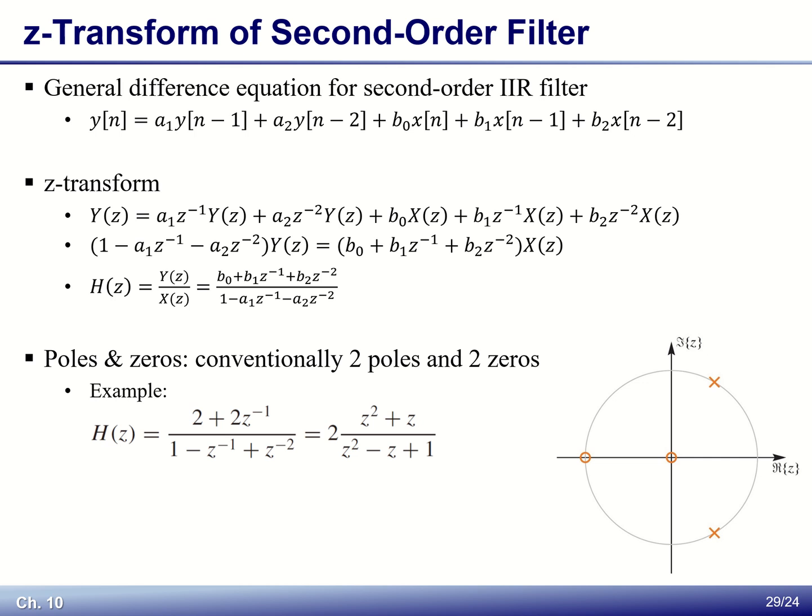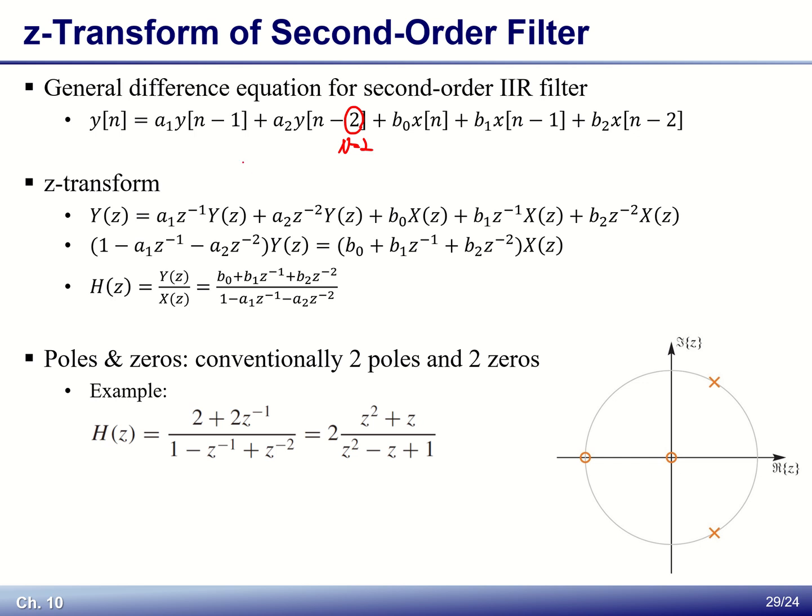Study Z transform of second order filters. A general expression of difference equation of second order IIR filter is like here. So the order n is 2.